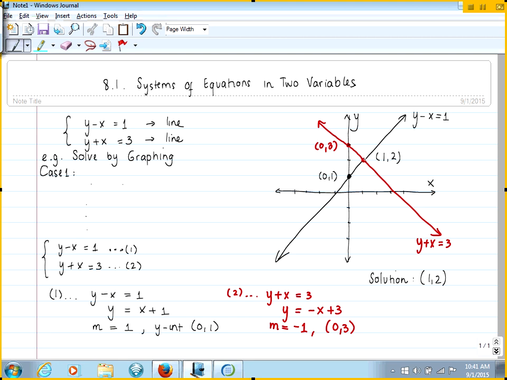1, 2. Why is 1, 2 a solution? Yes, this is where they intersect, which means 1, 2 fulfills the first line and also the second line. Only 1, 2 does it. Because this is where they intersect, it follows the first equation, and it also satisfies the second equation. It satisfies both equations. So I'm going to write here why this is a solution, because 1, 2 satisfy both equations.